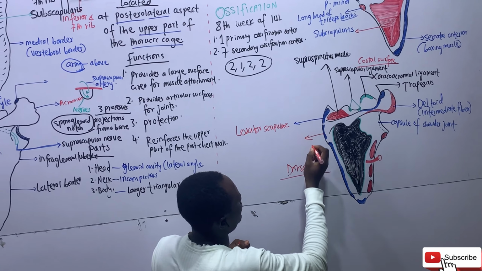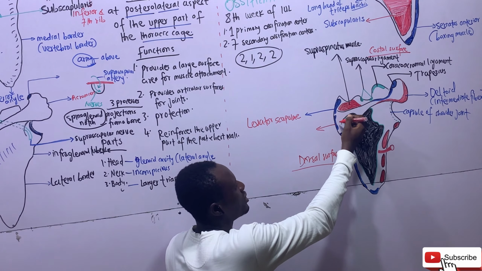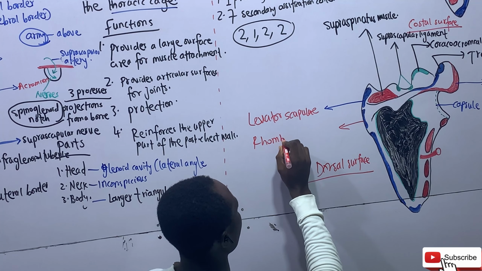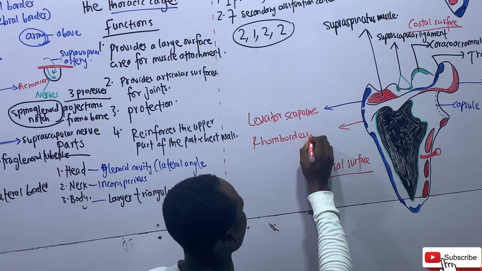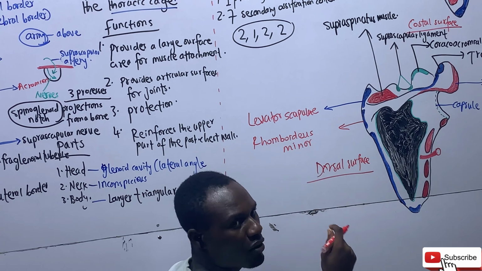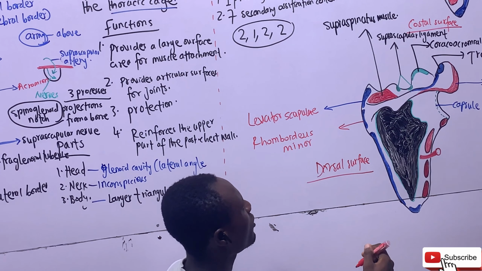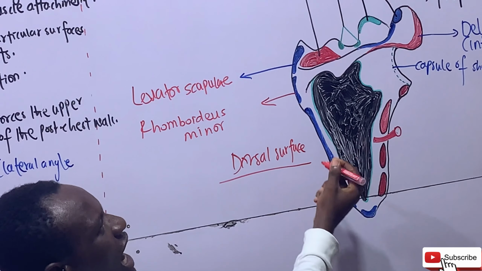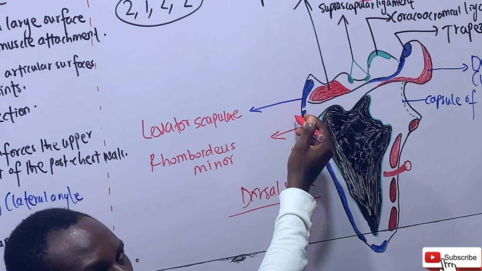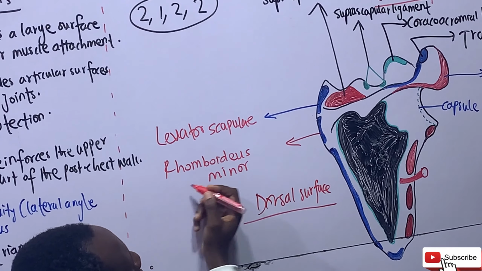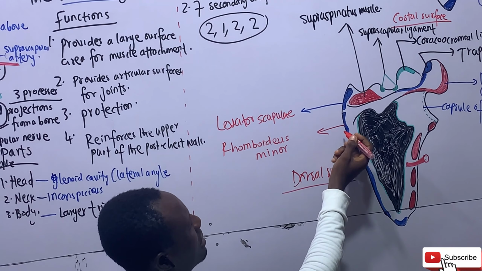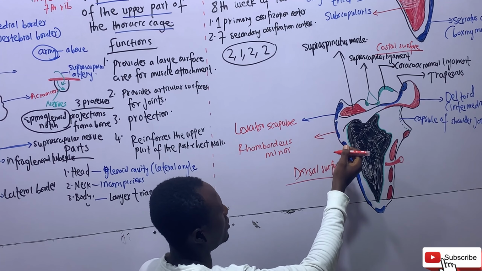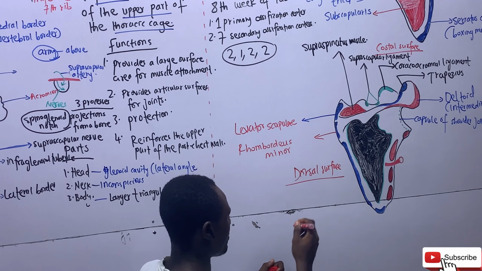This muscle right here, just beneath the levator scapulae, opposite the root of the spine, is called the rhomboideus minor, or the rhomboid minor. So the levator scapulae takes origin from the upper medial border of the dorsal surface, from the superior angle to just above the root of the spine. Okay? While the origin of the rhomboideus minor is at the medial aspect of the dorsal surface, opposite the root of the spine.